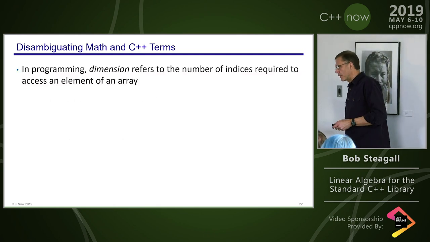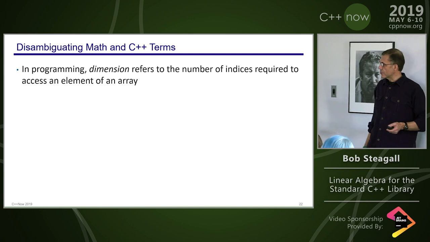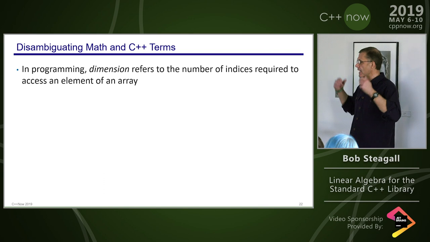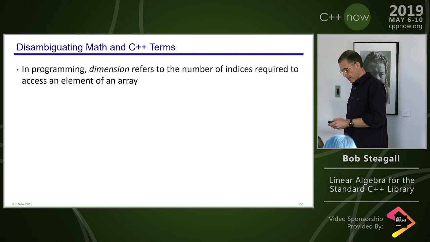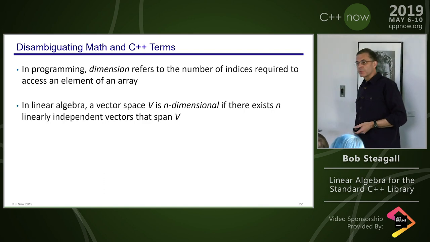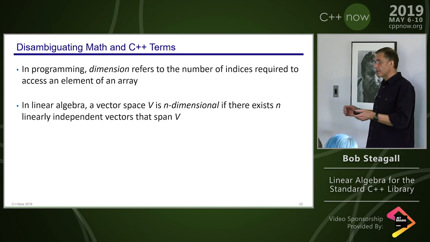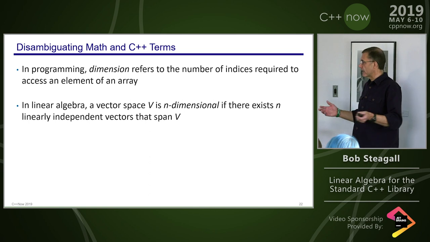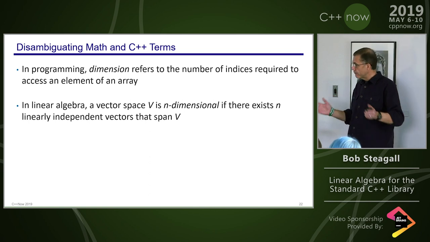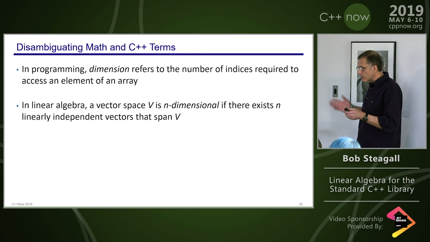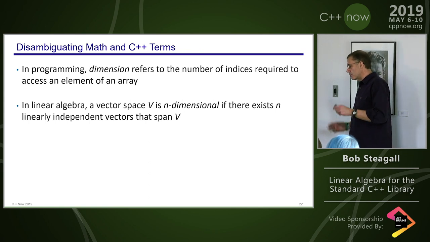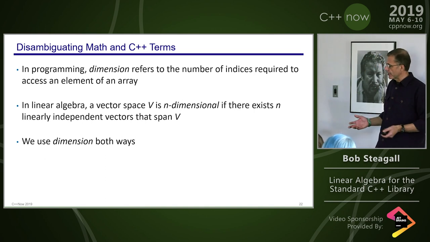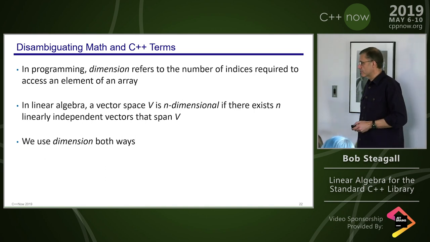Now, this is a tricky one. In programming, the term dimension often refers to the number of indices that are required to access the elements in an array, or an element of an array. In linear algebra, however, a vector space V is said to be n-dimensional if there exist n linearly independent vectors, basis vectors, perhaps, that span V. So, two different but related meanings. We use dimension in both senses. Unfortunately, there's no way really to use different terms for it.